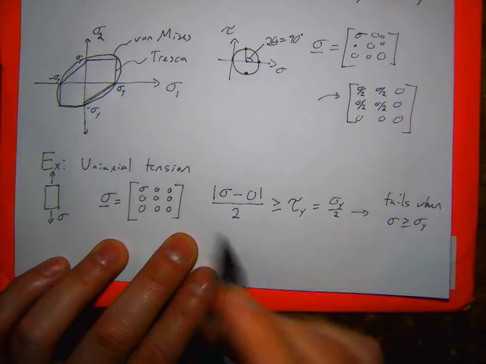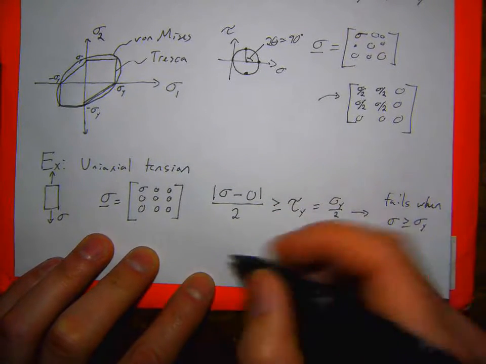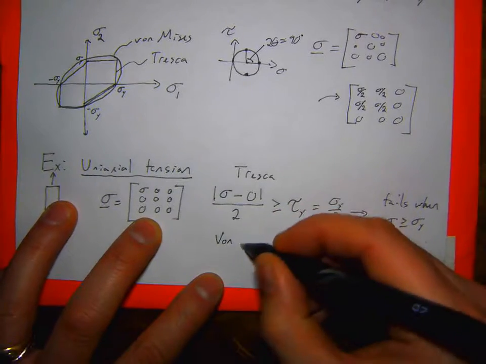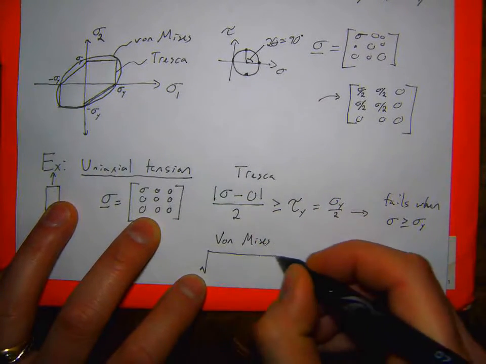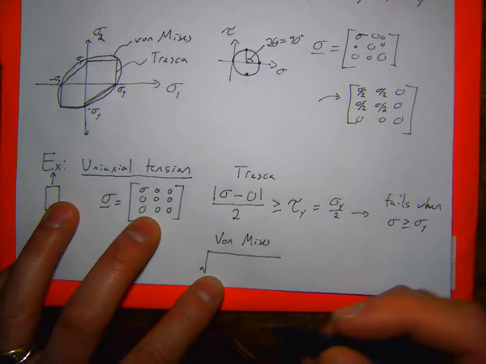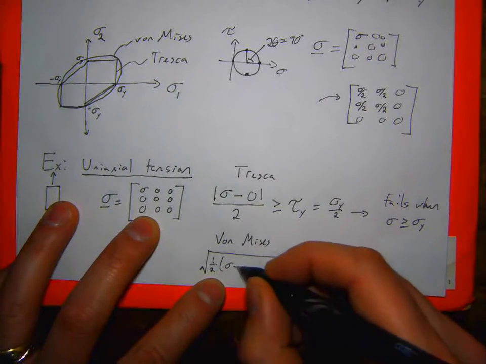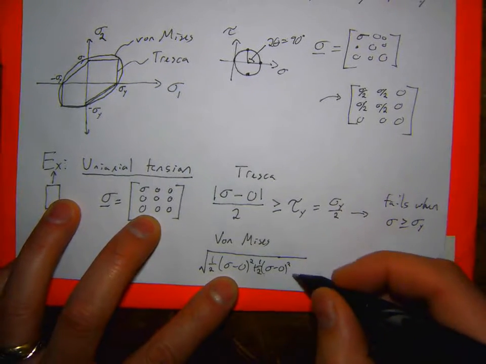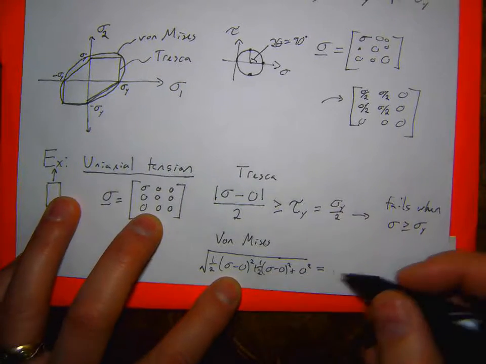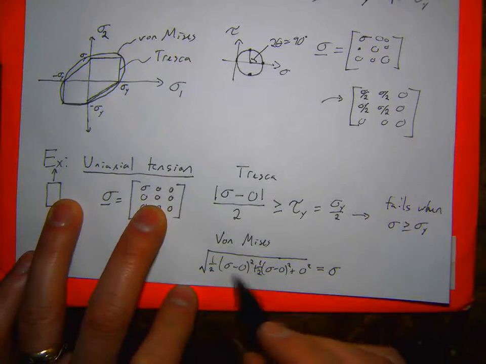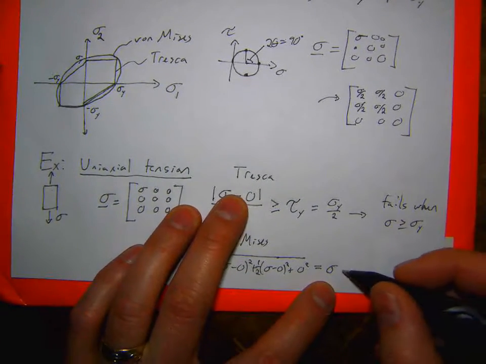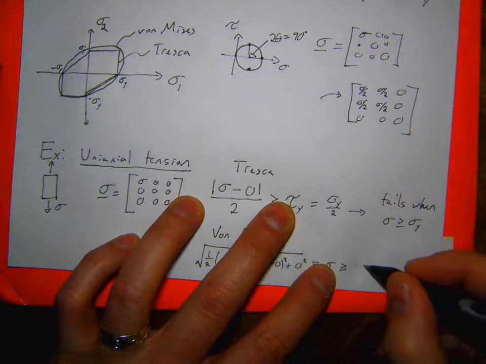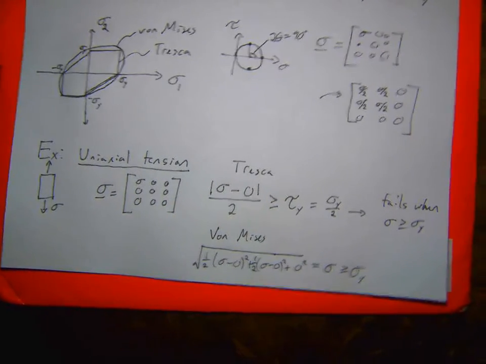For the von Mises criterion, if I plug stuff in, I have that long square root thing. So this is Tresca. Let's underline this. If I look at von Mises, I have this big square root of a whole bunch of stuff in there. Square root of 1/2 times sigma minus zero squared plus sigma minus zero squared plus zero squared. Everything just ends up back at sigma, because I have halves adding together, and I have a square and then a square root. And that fails when sigma is greater than or equal to my yield strength, sigma yield. So I get the same result here. That's nice, that makes sense.